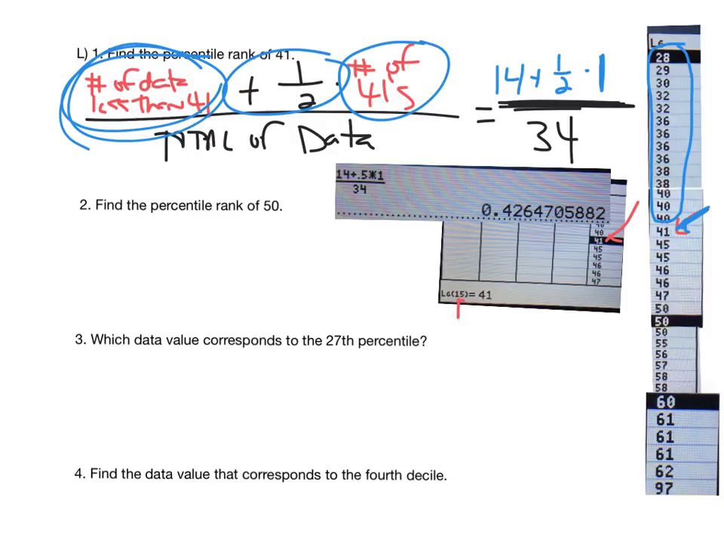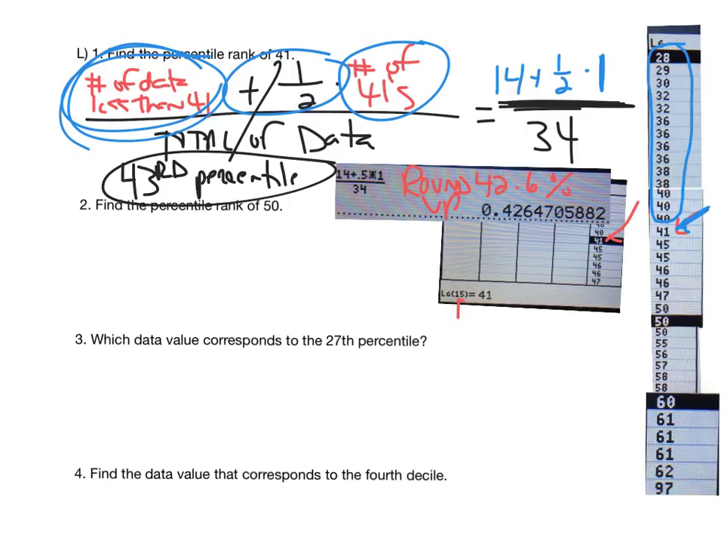Here we're going to get 0.426, which would be 42.6% if we're dealing with percentage, but we're not. We're dealing with percentile. So what you always have to do for percentile is you have to round up. So here, the answer is going to be 43. So the 43rd percentile. That's the value, number 41.